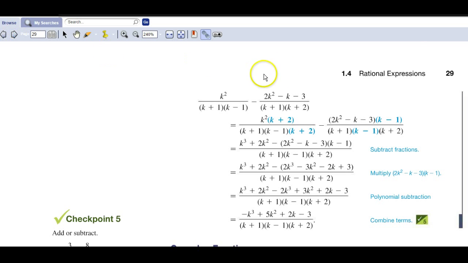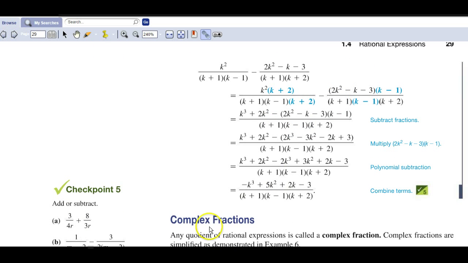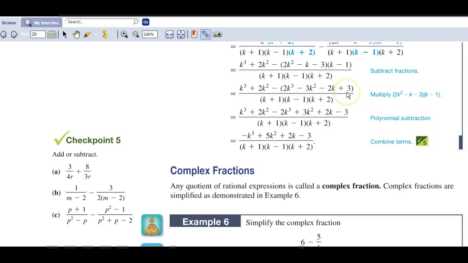Let's look at it in the book. Okay, look at that. Wow. So this is what you end up with. Okay?